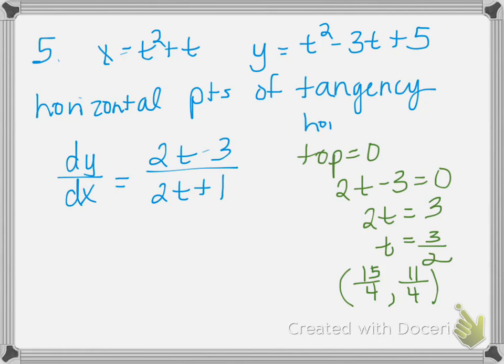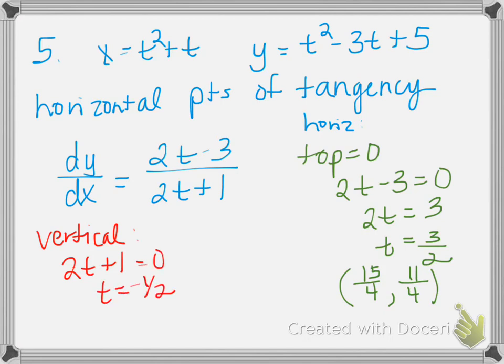So that's for horizontal. Now, it possibly could say vertical. If it said vertical, then you would set the bottom equal to 0. You get t is -1/2, and then you plug that -1/2 in up there for t's. So you would get -1/4 and 27/4.